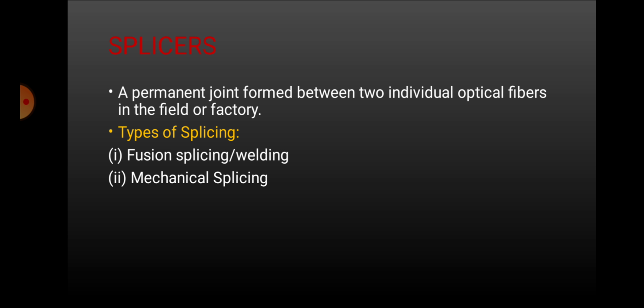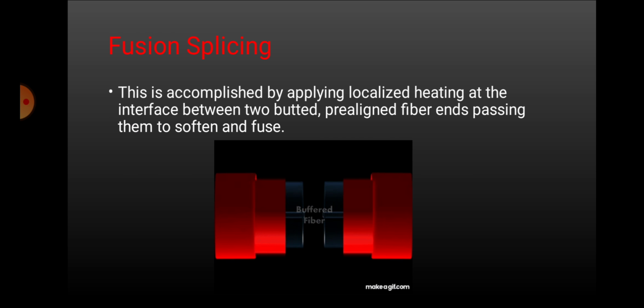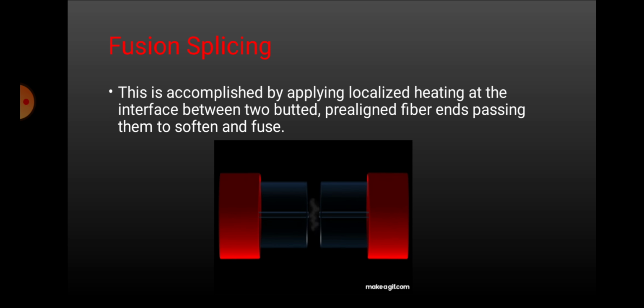Fusion splicing is accomplished by applying localized heating at the interface between two butted, pre-aligned fiber ends, causing them to soften and fuse. In mechanical splicing, the fibers are held in alignment by some mechanical means, which may be either the use of tubes around the fiber end or a V-groove into which butted fibers are placed. This is the animation of the fusion splicing.